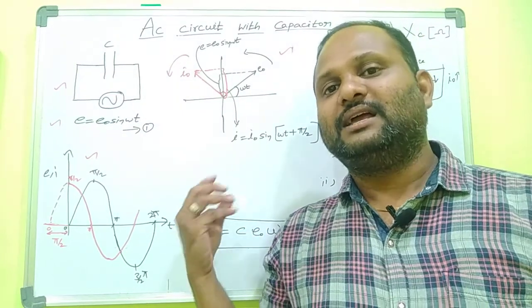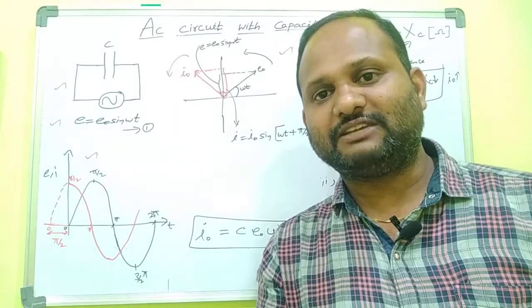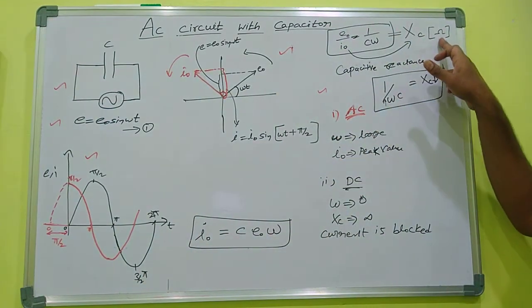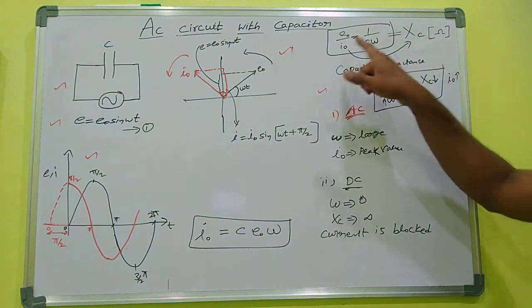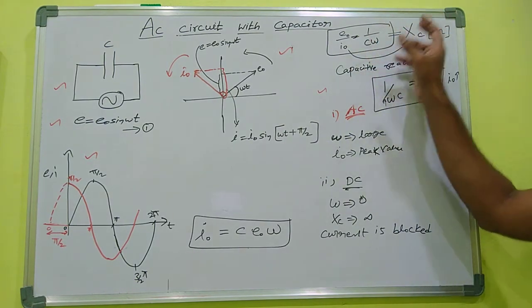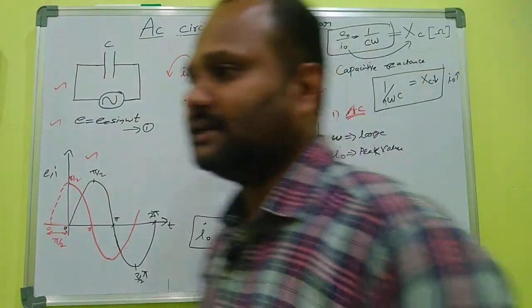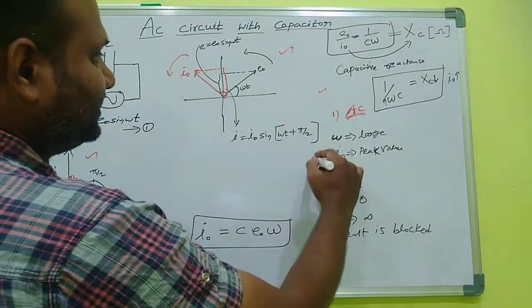That is the opposition given by the capacitor. The opposition given by the capacitor is nothing but the capacitive reactance, its unit is ohm, which is equal to 1 by C omega, or E naught by I naught is equal to 1 by C omega. From this relationship we can study all these things. This is the seventh factor, the most important factor we discussed.